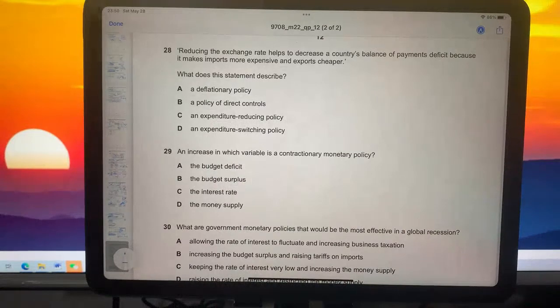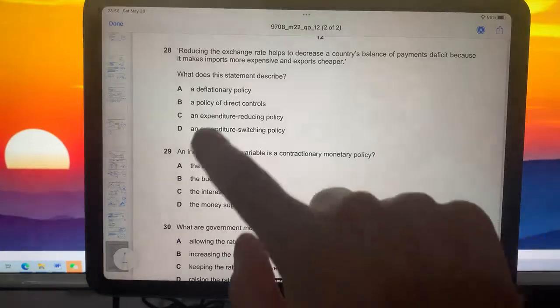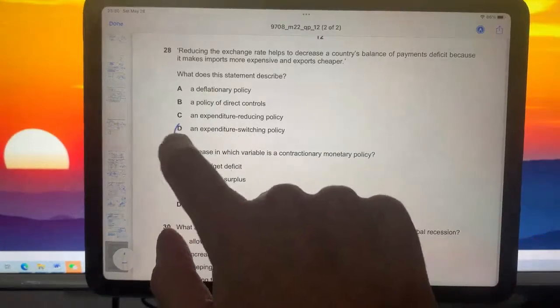B says a policy of direct controls, but that's government regulations. That's supply side. Probably not B, right? That's not related, at least not directly related to the exchange rates and the current account. So how about C? C says an expenditures reducing policy. No. Expenditures can be imports, or imports are part of expenditure, so it's not C, so it must be D.